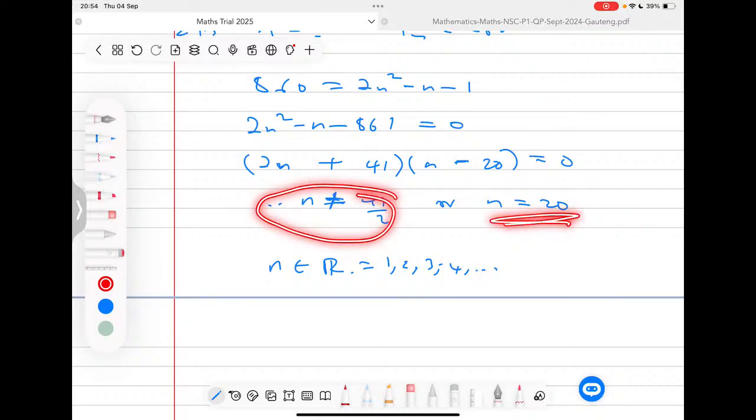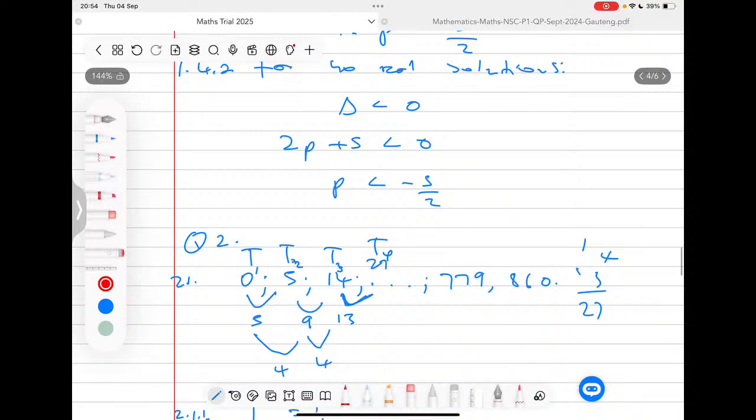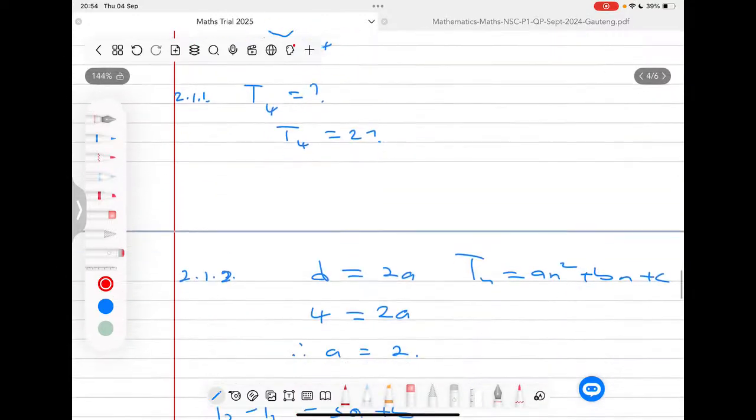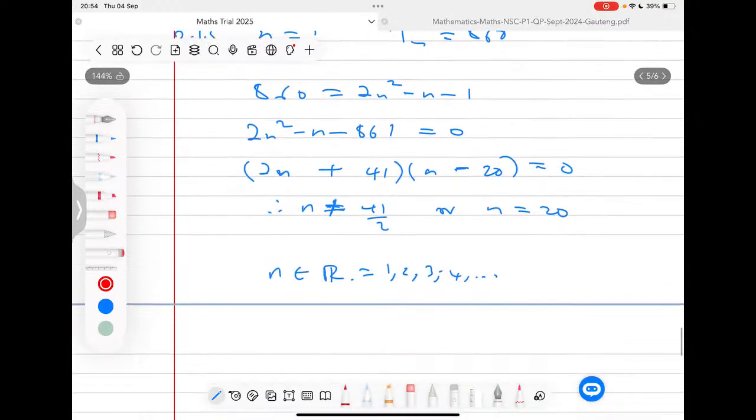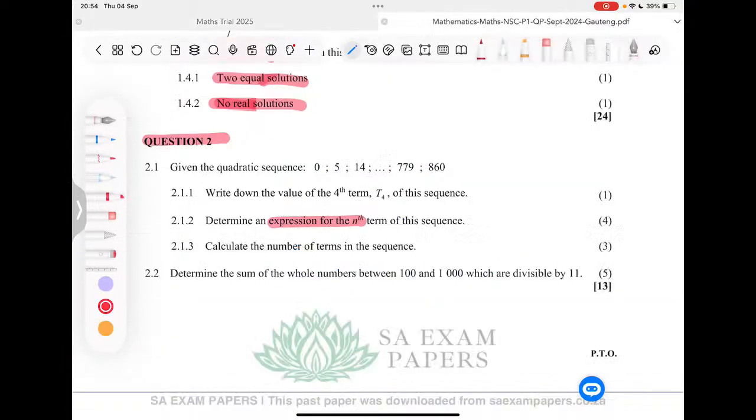But 20 looks quite reasonable. So this means here, when we get to this point, this will be T20. This is the 20th term, the 860. So that is the last term in our sequence. It's going to be that number.